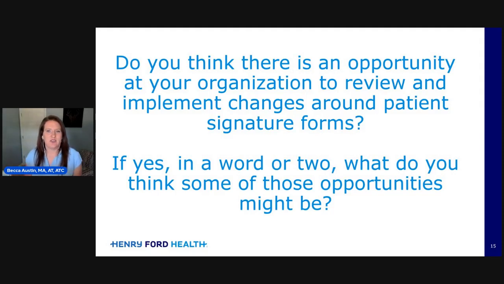Another question, just to get you thinking as we shift gears into the meat of this presentation. Do you think there's an opportunity at your organization to review and implement changes around patient signature forms? And if yes, in a word or two, what do you think some of those opportunities might be? I'm going to give everyone about 10 seconds to think about it. Hopefully you're all going to say yes, which is why you're here today. But share your opportunities in the chat, just for the sake of everyone else as well.